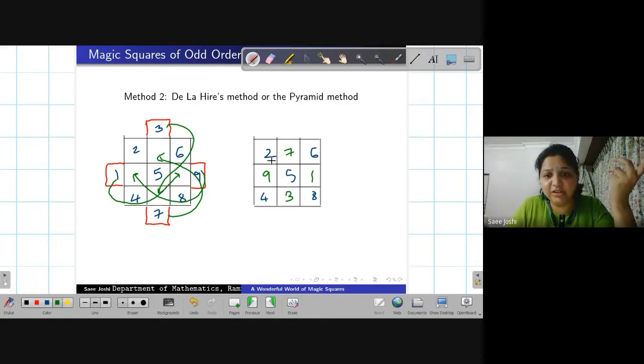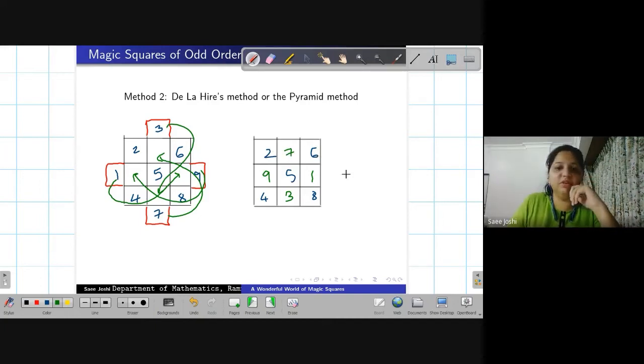Okay, so you can check again, this is 2 plus 7 plus 2 plus 6. So once again, this total is 15. 9 plus 5 plus 1, this is 15. 4 plus 3 plus 8, this is 15. So same, you can check for every column and every diagonal.